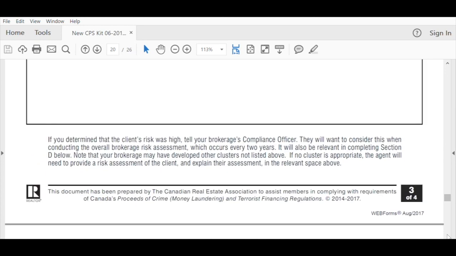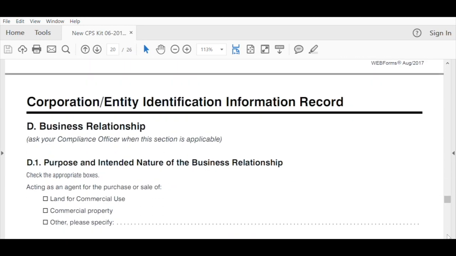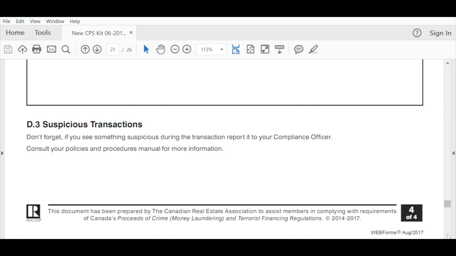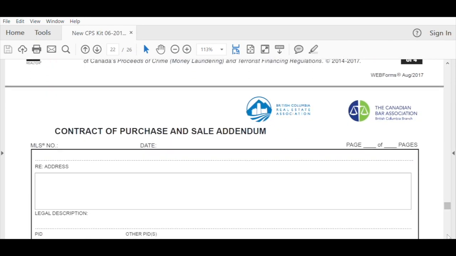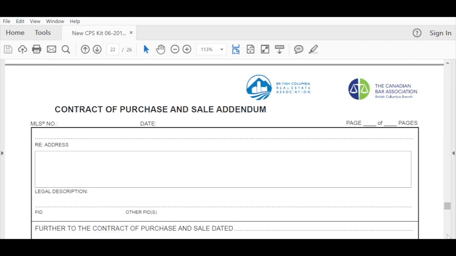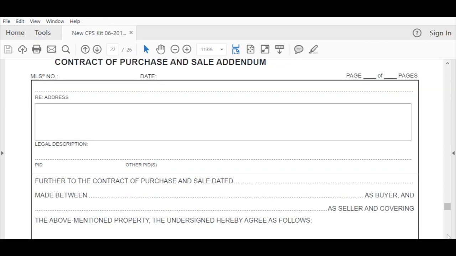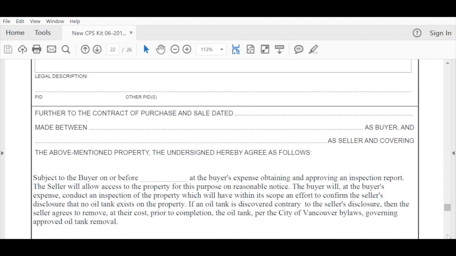However, if you are buying not a single family home, instead you are buying an older single family home, I have an addendum for you, which is subject to the buyer, at the buyer's expense, obtaining and approving an inspection report regarding whether an oil tank exists on the property.